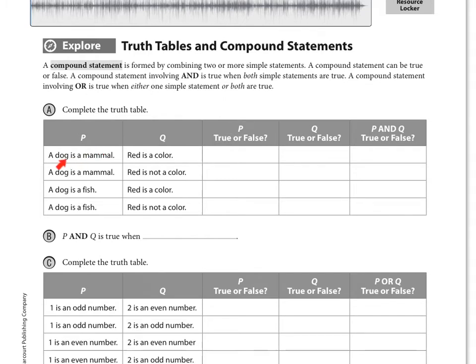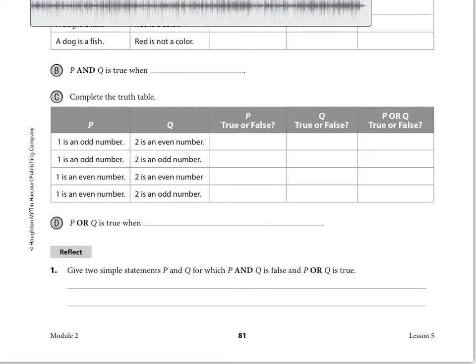So if we have something like a dog is a mammal, then red is a color. Okay, so we want to think about whether or not we can put those together using the word or. And I'm actually not going to do this as an example. I'm not going to go through it. But think about combining those, and if it's true or false, using the word or, then using the word and. I figured let's go directly to the math here.